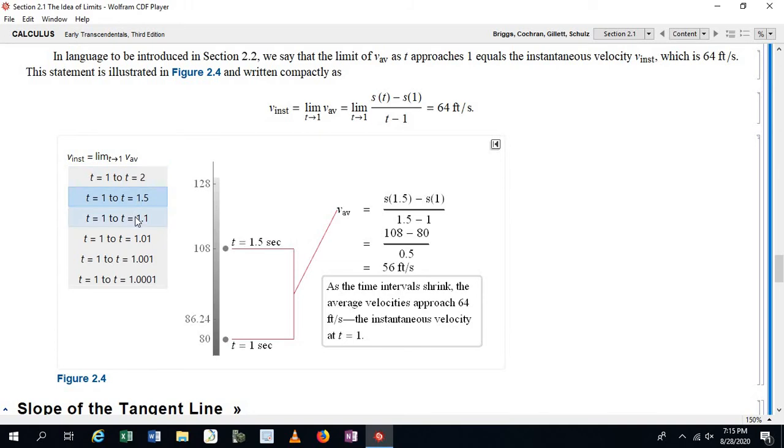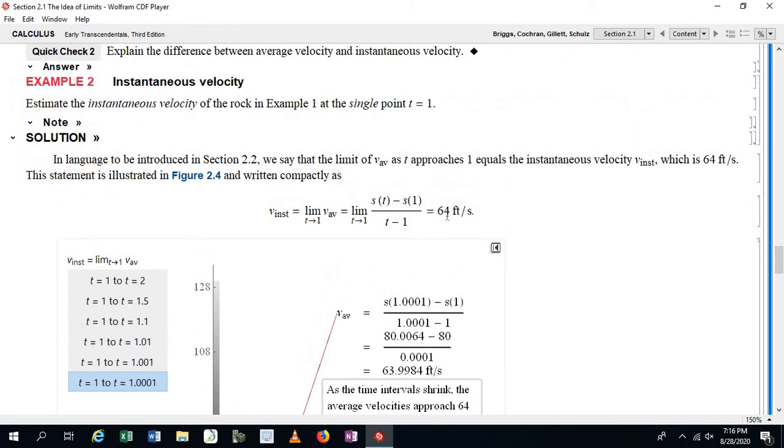It's 48, 56, 62.4, 63.8, 63.98, 63.998, right? You can see that they're approaching 64. And so that's the exact instantaneous velocity when t is equal to 1. It's the limit of these average velocities as t is approaching 1. So that's no longer an estimate. This is the exact answer for the instantaneous velocity when t is 1.